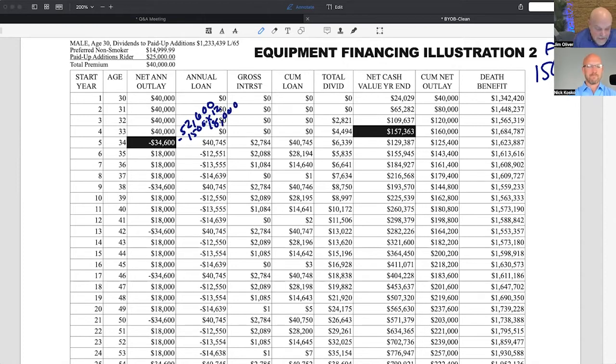52,600 minus 18,000 is 34.6. Okay, here's my cash value. Now, one thing to point out, Nick, I could have done that in the second year. So my F-150 could have been hauling diamonds in the second year. Yeah. But it didn't. Okay. This is the way Nelson did it.